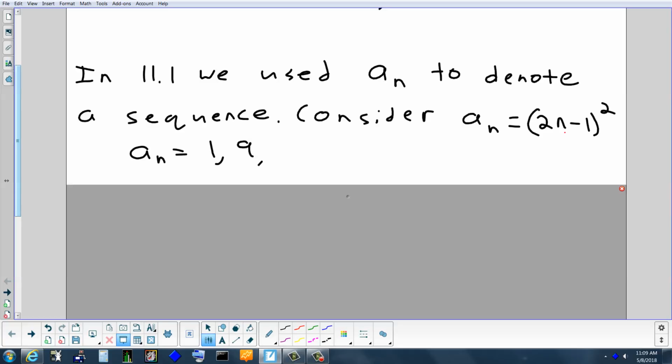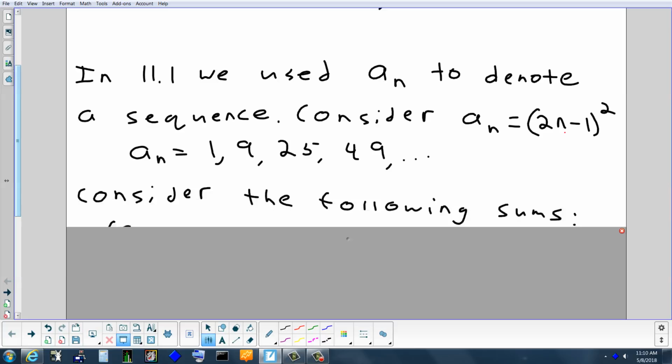Third term, 2 times 3 is 6, minus 1 is 5, squared is 25. And let's do one more. Fourth term, 2 times 4 is 8, minus 1 is 7, squared is 49. So you can kind of see the pattern. It's a list of perfect squares, but it skips every other one. You've got 1, you don't have 4. You've got 9, you don't have 16. You've got 25, you skip 36. So it's skipping every other perfect square. All right, so there's our sequence.